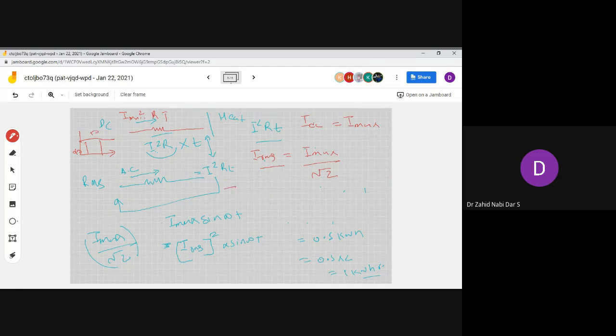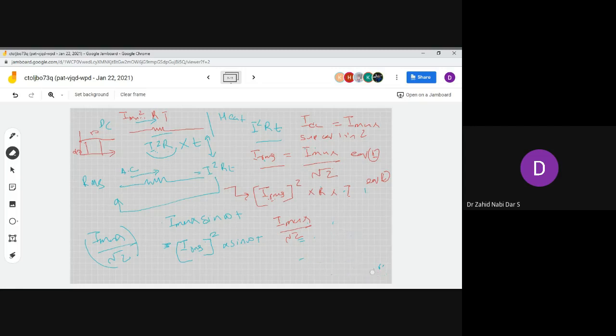So the heat generated in case of AC would be IRMS square into R into T. Now I know my IRMS value is equal to I max by root 2. If this is my equation 1 and this is my equation 2, substitute equation 1 in equation 2. So instead of IRMS, you write I max by root 2, whole square, I max by root 2. Yeah, I'll drop this.